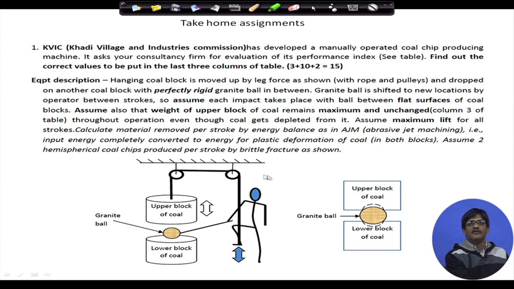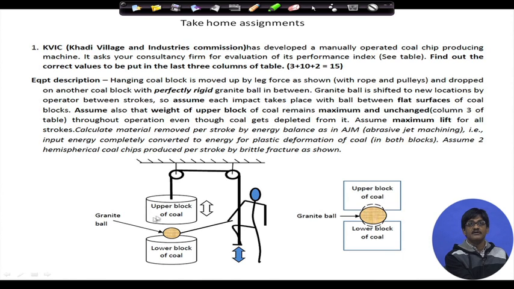It is said to assume that the weight of the upper block remains maximum and unchanged. Naturally, if chips are coming out, its weight will decrease, but assume for the sake of the sum that it remains the same, and even assume maximum lift for all strokes. Calculate material removed per stroke by energy balance as in AGM.